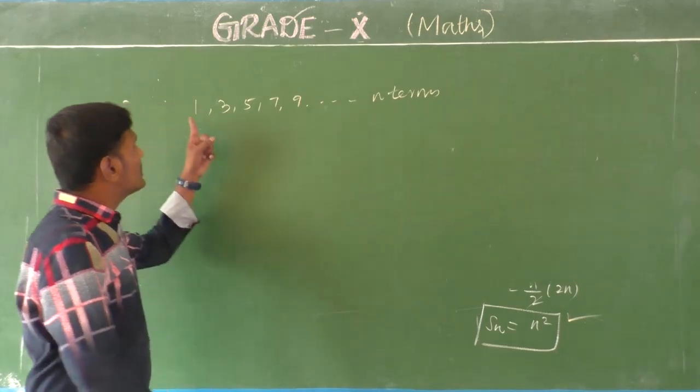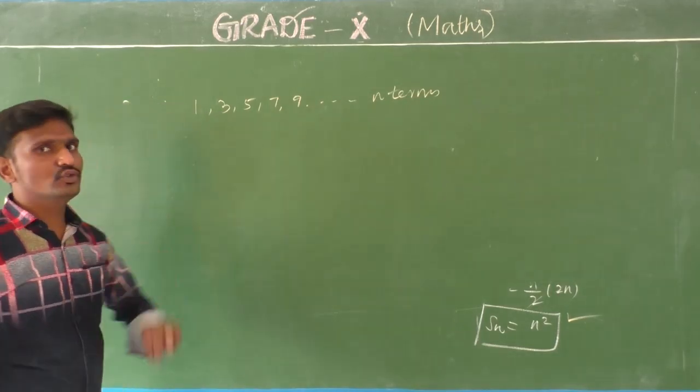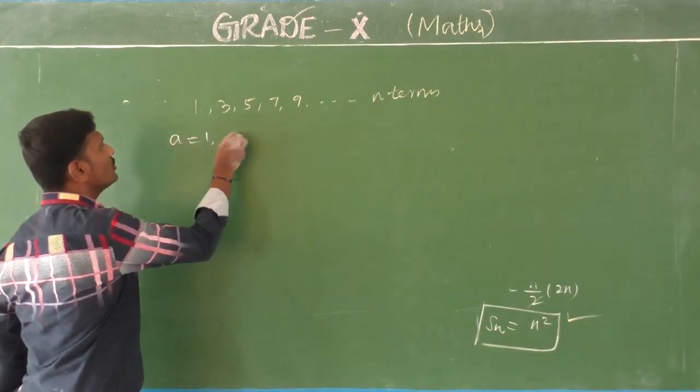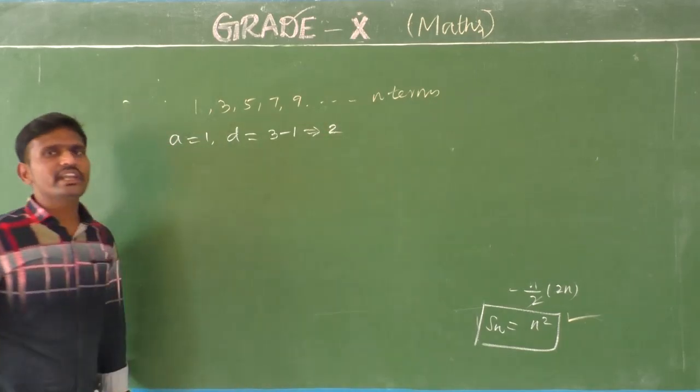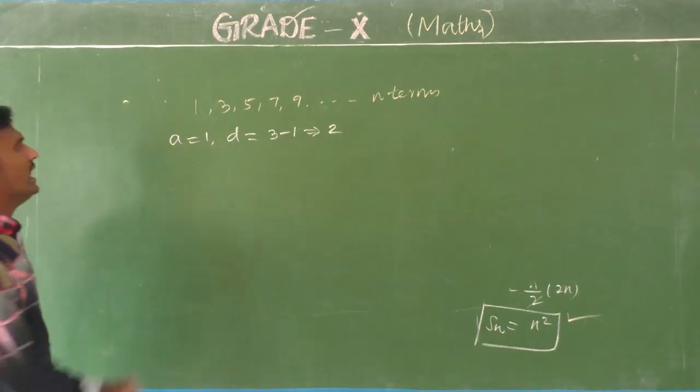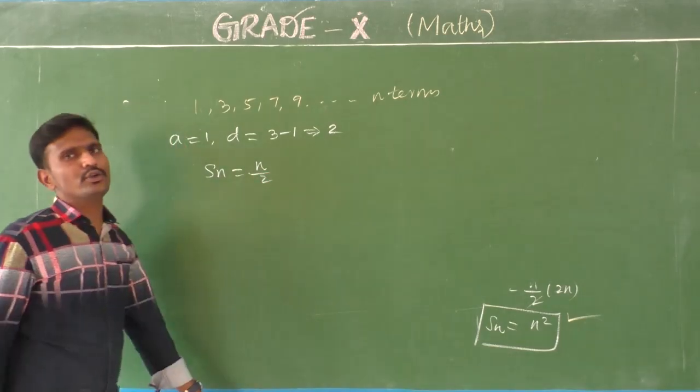So the first term a is 1 and the common difference is 2. Take a equal to 1. Common difference is a2 minus a1, so 3 minus 1 equal to 2. Now Sn equal to n by 2 into, the same way only we are going to use.